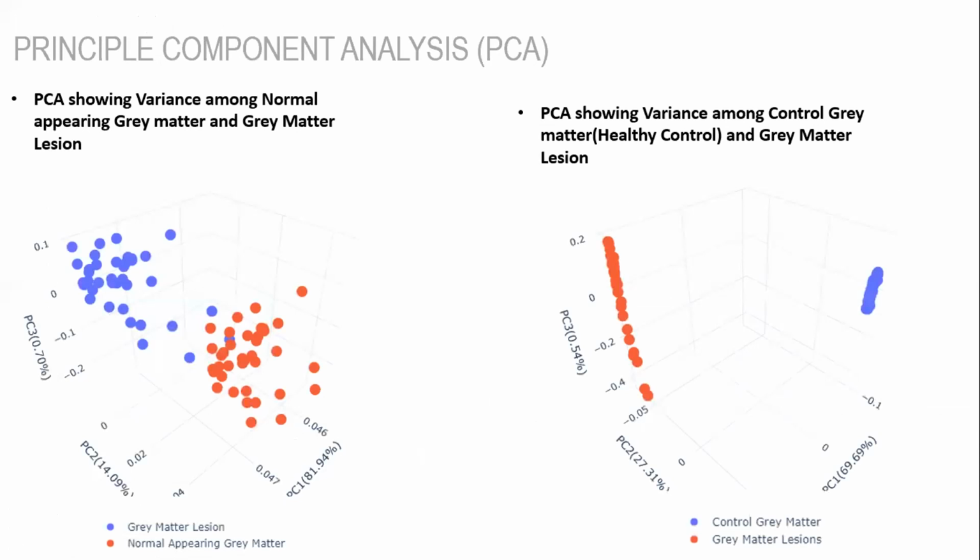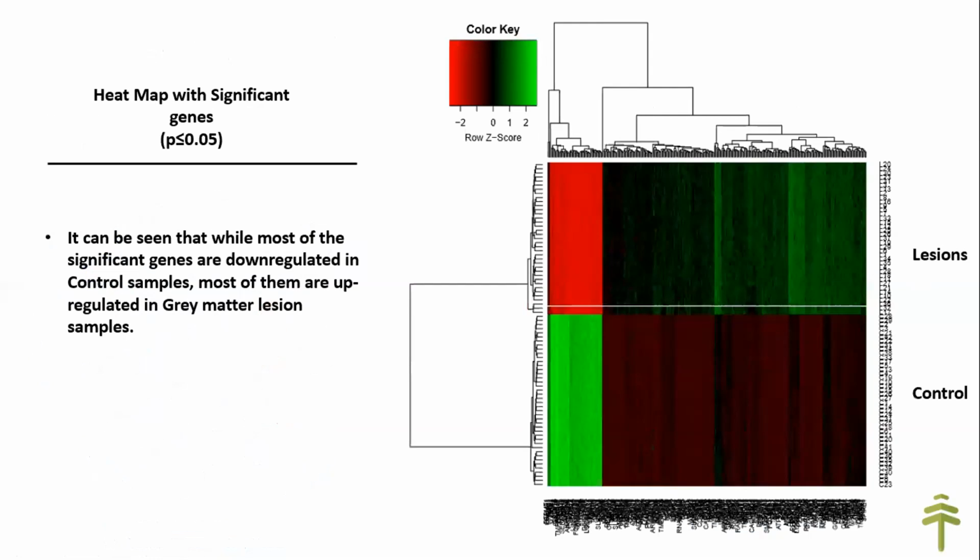So talking about my exploratory analysis, this was the first PCA I did. On my left-hand side, you can see the PCA between normal appearing gray matter and gray matter lesions. And on the right-hand side, you can see controls and gray matter lesions. After downstreaming my analysis, the variation between healthy and gray matter lesion was very good. So I took forward my downstream analysis with this part of the data set.